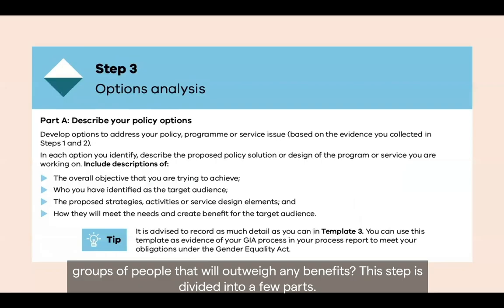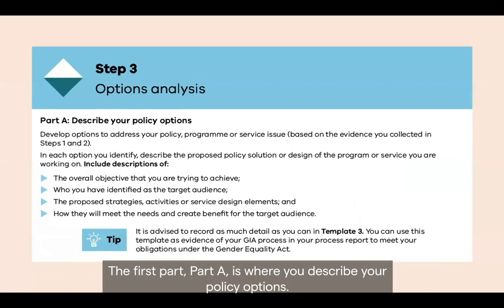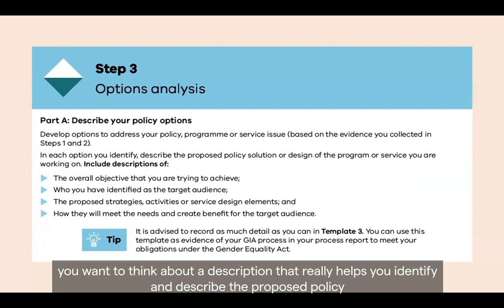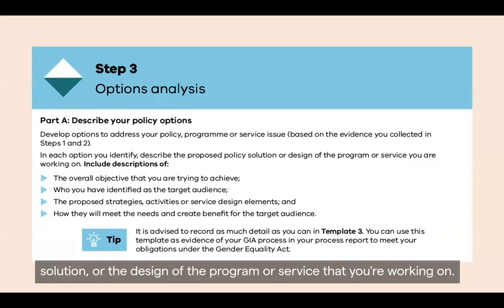This step is divided into a few parts. The first part, part A, is where you describe your policy options. So to develop your options to address your policy, program, or service based on the evidence you've collected, you want to think about a description that really helps you identify and describe the proposed policy solution or the design of the program or service that you're working on.